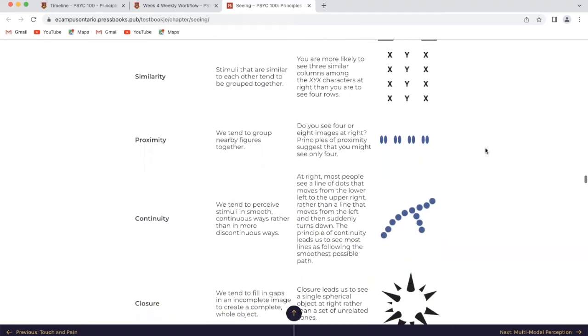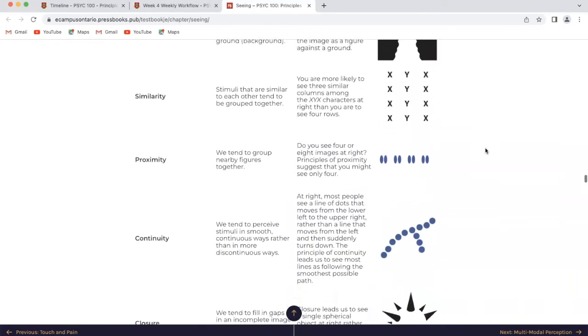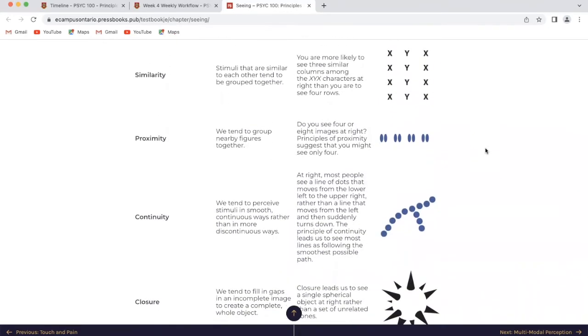Proximity. We tend to group nearby figures together. The question is, do you see 4 or 8 images at the right? The principles of proximity suggest that you might only see 4. So there's actually 8 dots, but they're in groups of 2. So it looks like you're seeing 4 instead of 8.